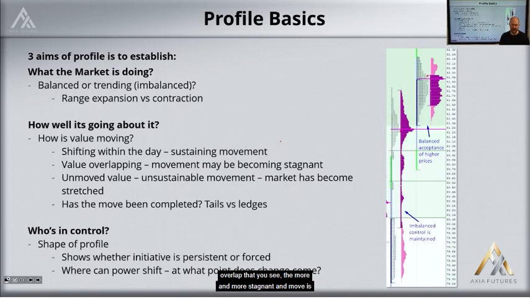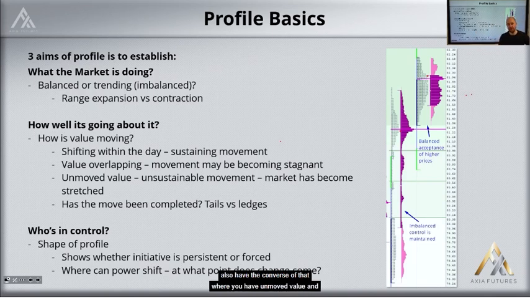The more overlap that you see, the more stagnant the move is becoming. If we start seeing more days where value continues in this zone just here, this is going to indicate that the move is running out of steam. It's not doing such a good job of going up. It doesn't mean it can't continue, but it needs new impetus in order to continue. So unmoved value tells you that this move is currently unsustainable and therefore can't keep on going.